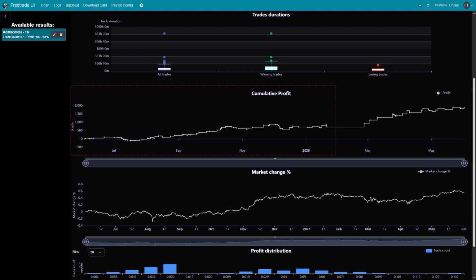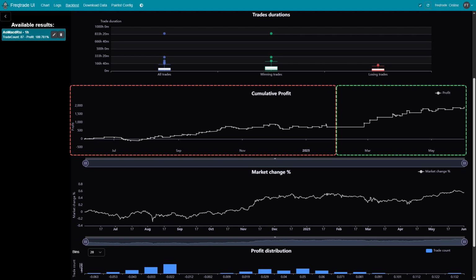This strategy was optimized using 8 months of in-sample data, then tested on 4 months of out-of-sample data. That helps ensure it's not just curve-fitted to the past, but also performs well in new, unseen market conditions.